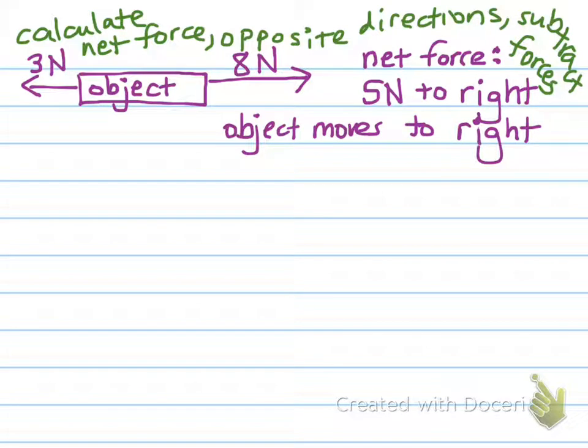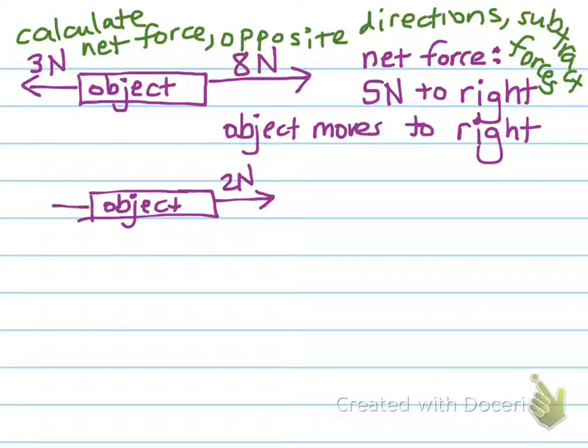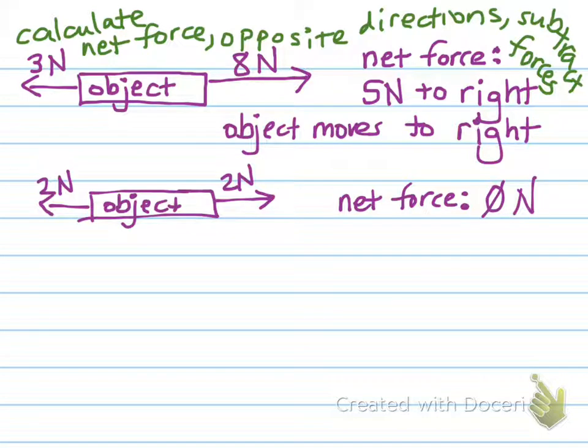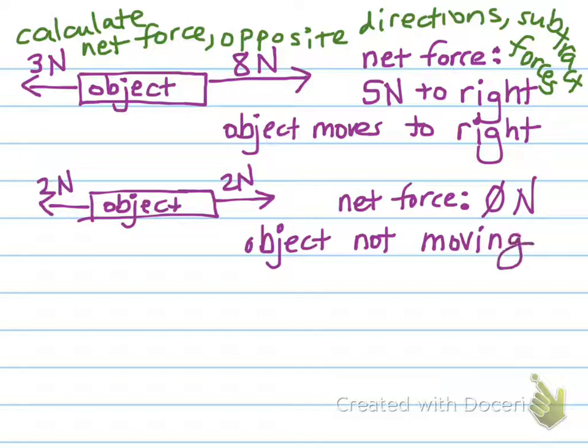Our last example we're going to look at, again, here's my object, and I have 2 newtons acting to the right and 2 newtons acting to the left. Now, my net force would be 0 newtons. That means that our object is not moving. Because there is no net force on it, our object cannot be moving.